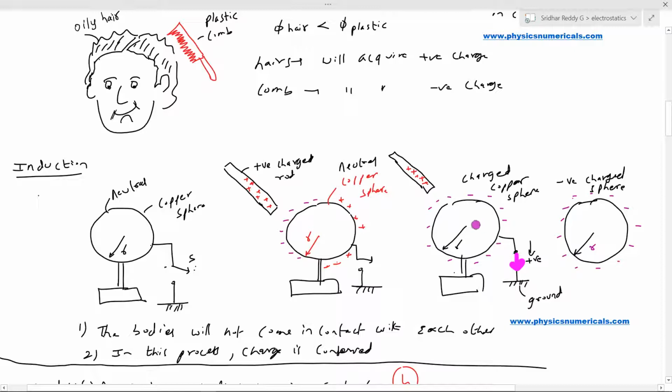Now the copper sphere is earthed, so the positive charge will flow to the earth and the negative charge will be retained on the copper sphere. What is the reason? Why should only the positive charge flow out to the earth? There will be an interaction here. We know that like charges repel and unlike charges attract.